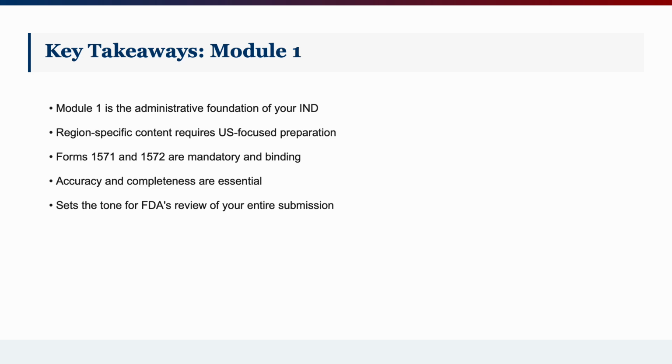Accuracy and completeness in Module 1 are non-negotiable. The FDA will check your forms, verify signatures, and review your administrative information. Errors and omissions here suggest carelessness that might extend to other parts of your submission. Get it right. Finally, remember that Module 1 sets the tone for the FDA's review of your entire submission.